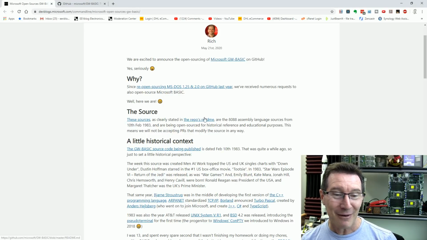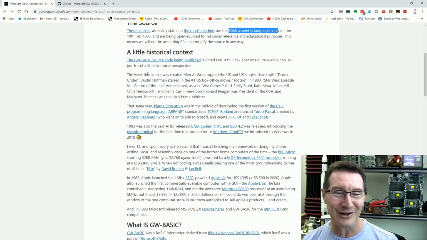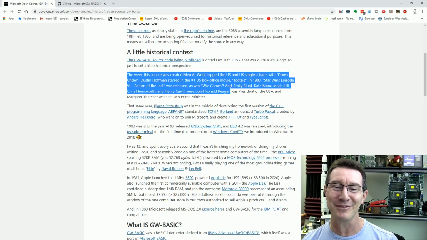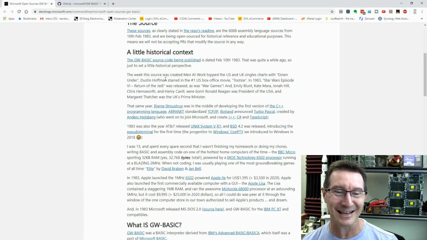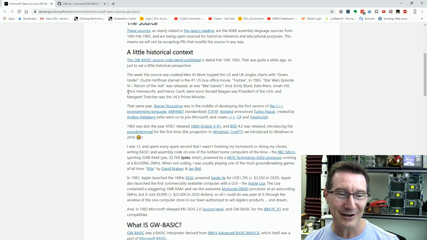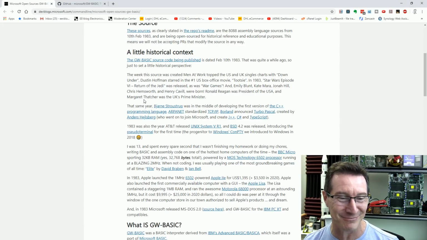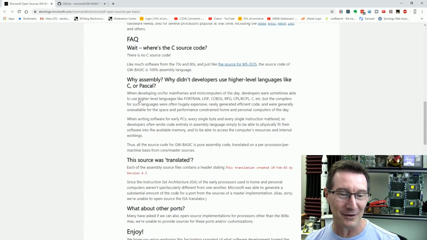But yeah, anyway, it's in 8088 assembly language. A little historical context: there you go. Men at Work top the US charts with Down Under. Dustin Hoffman was in Tootsie. Return of the Jedi came out. War Games, fantastic. '83, and Chris Hemsworth was born then. Ronald Reagan was president. Margaret Thatcher, the Iron Lady, was UK's prime minister. This is absolutely fantastic. Anyway, where's the source code?